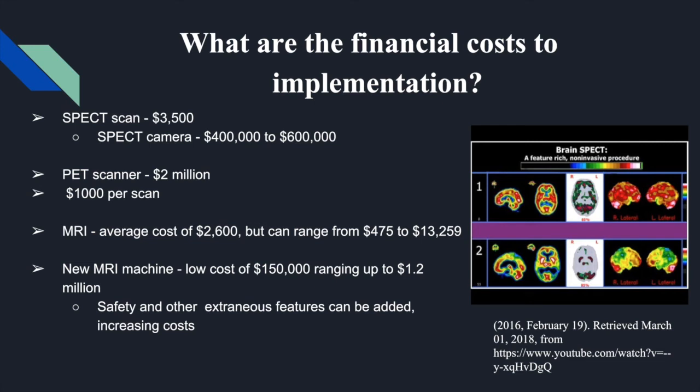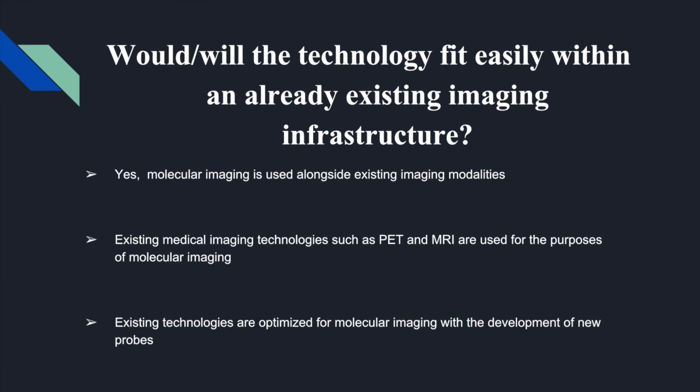MRI produces a black and white image of bones and organs using magnets and radio waves, which have an average cost of around $2,600. But depending on the location, this price can range from $475 to $13,000. New MRI machines can have a lower cost of $150,000, ranging up to $1.2 million. Safety and other features can be added, which can increase the overall cost by more than hundreds of thousands of dollars.